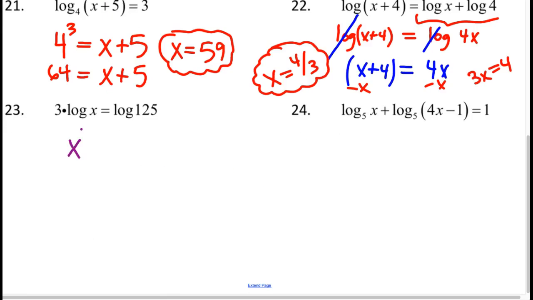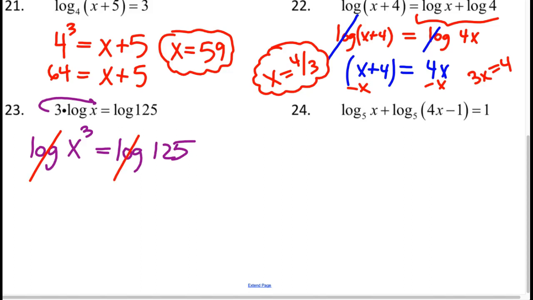X cubed, this 3 is an exponent, so put it back up where it belongs. So now we have the log of x cubed is equal to the log of 125. What do you do when you have the log of both sides? Drop logs. All right, drop the logs. We have x cubed is equal to 125.